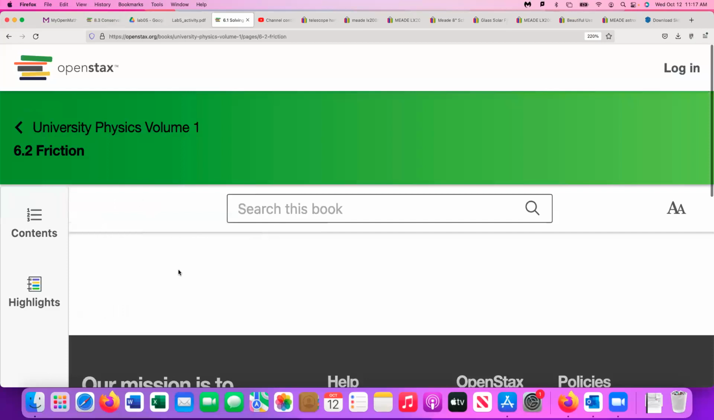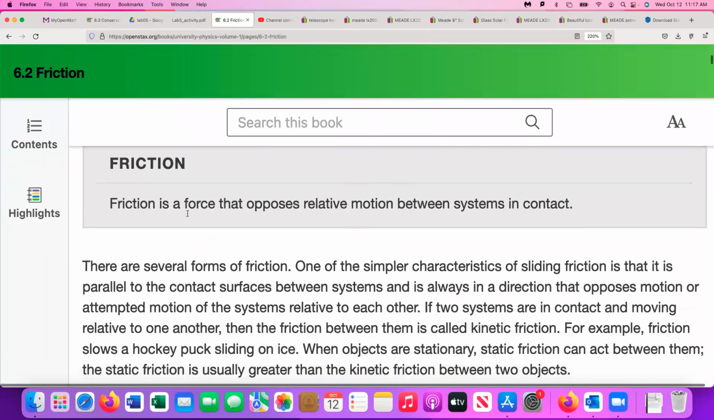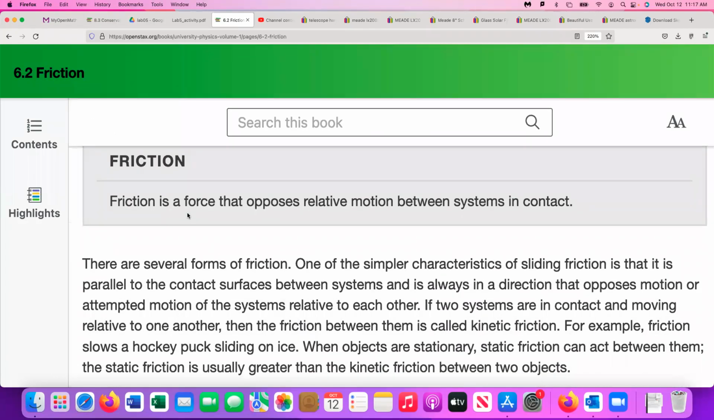We're going to move on to section 6.2, which is all about friction. So friction is something that we all talk about in everyday life, but it can be a little more complicated than we imagine. First of all, just a basic definition, friction is this thing that opposes relative motion between systems in contact. Now, to be very clear, it opposes motion whether or not the motion is actually occurring.